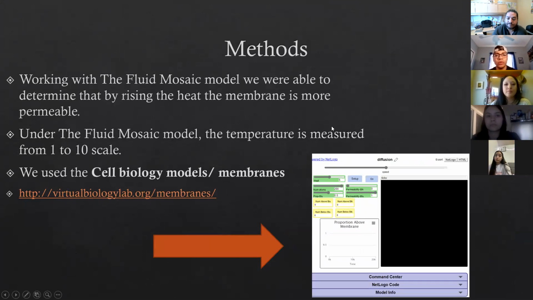The methods we used for this project was working with the fluid mosaic model, which we were able to determine that by raising the heat, the membrane is more permeable. By moving around some of the buttons on our virtual lab, we were able to see that the permeability was affected either more or less depending on what factors you moved. And the temperature was measured on a scale from 1 to 10. And on the bottom, you can see the link to our virtual lab.